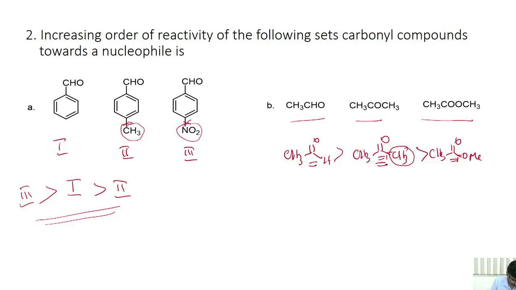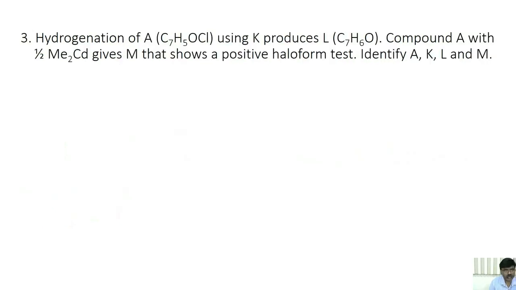Now, let us move to the next problem. Hydrogenation of compound A having molecular formula C7H5OCl using K produces L, molecular formula C7H6O. Compound A with dimethyl cadmium gives M that shows a positive haloform test. Identify A, K, L and M.